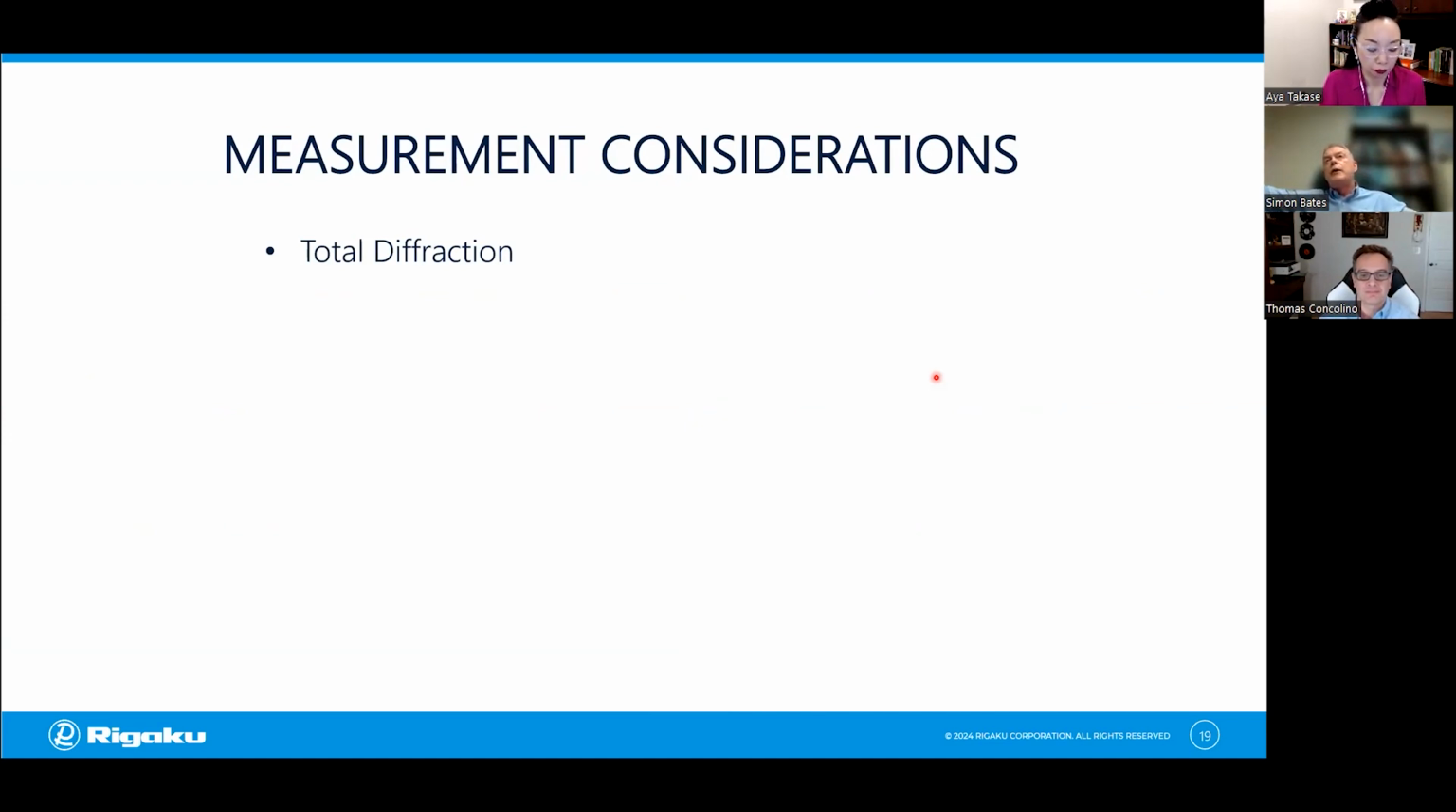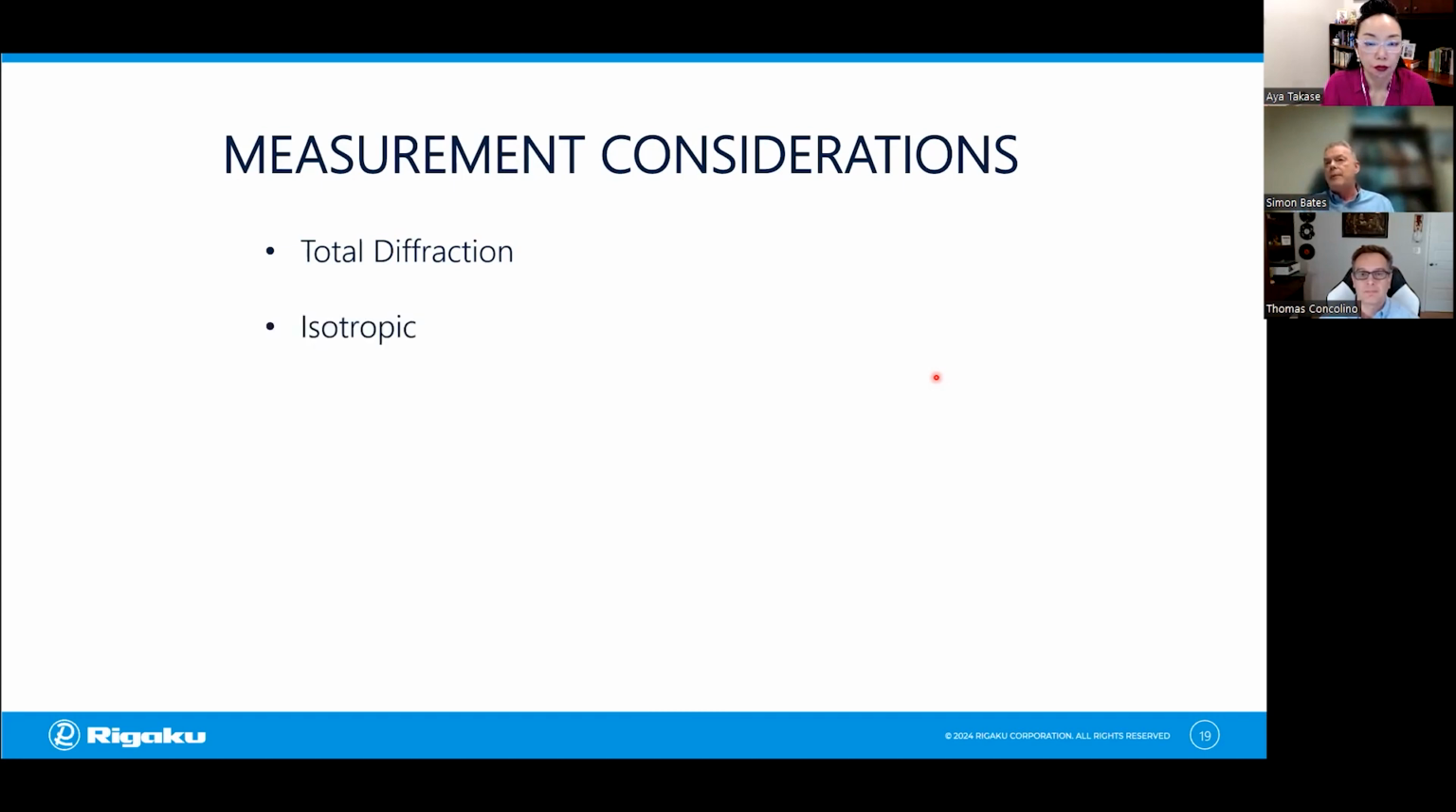And you also need to measure the high 2 theta. So you need to measure the highest 2 theta possible, 150, 160 degrees, and you need to go to shorter and shorter wavelengths, ideally. But of course, there's a balance there, and we'll look at different wavelengths as we go through that. So number one, total diffraction.